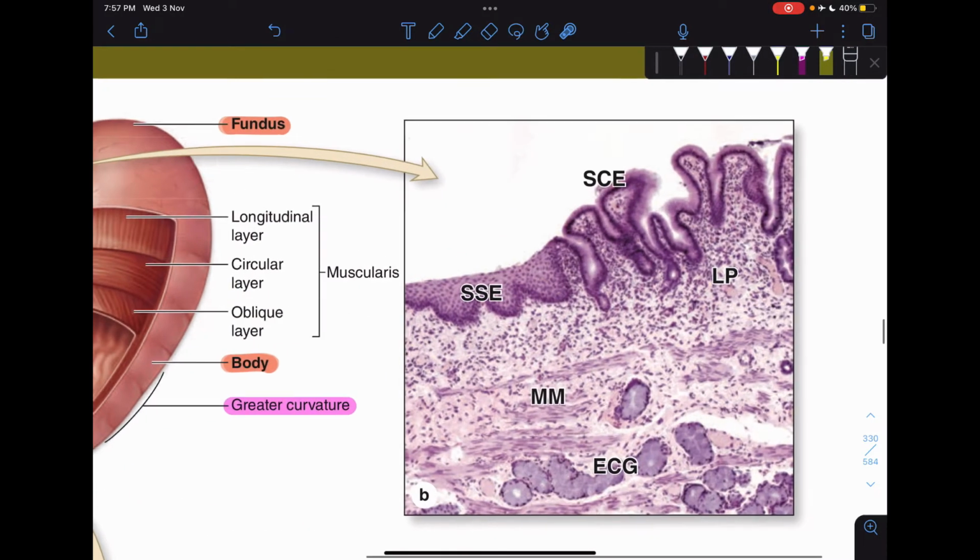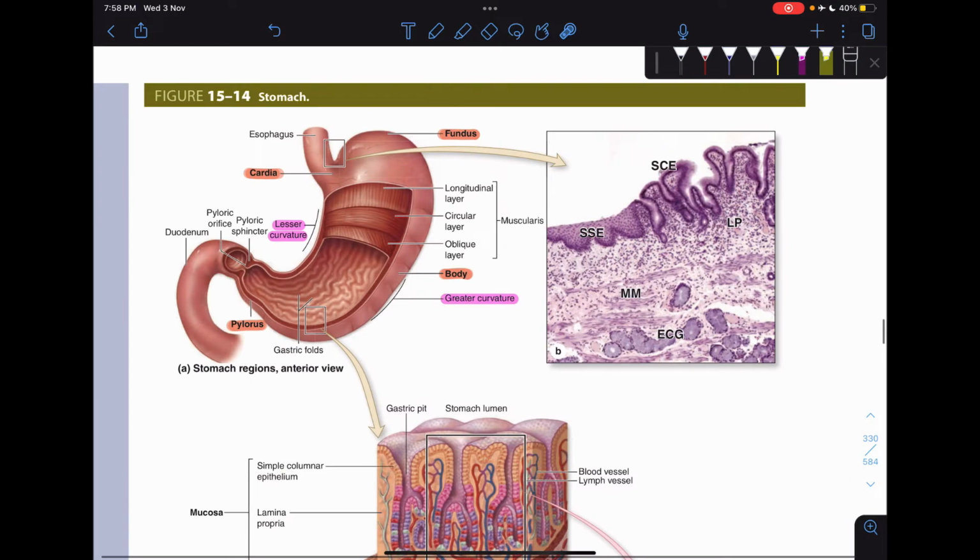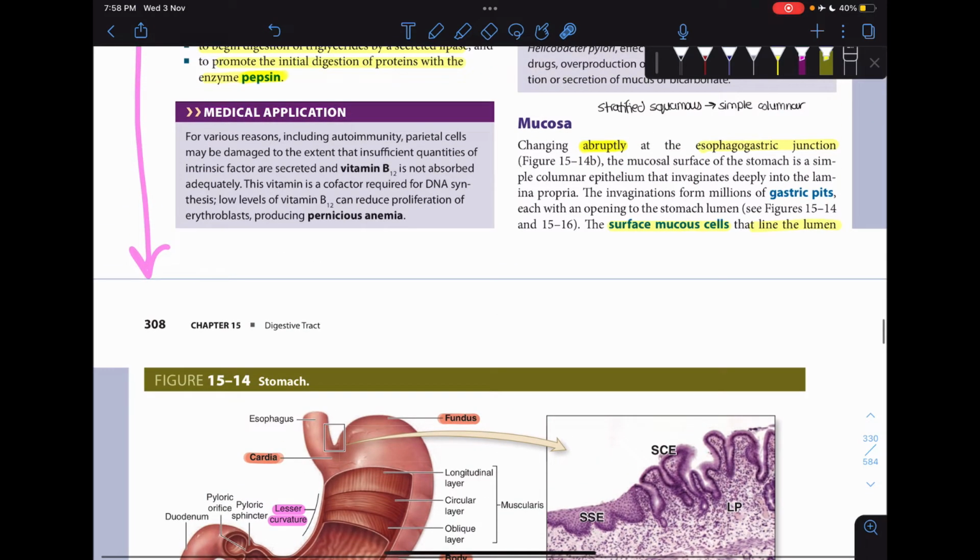This is the stratified squamous epithelium, this is the simple columnar epithelium, so this is the esophagus, this is the stomach, this is the junction between the esophagus and the stomach, and as you can see here, suddenly the stratified epithelium becomes columnar epithelium. So there is no gradual change, it happens all of a sudden.